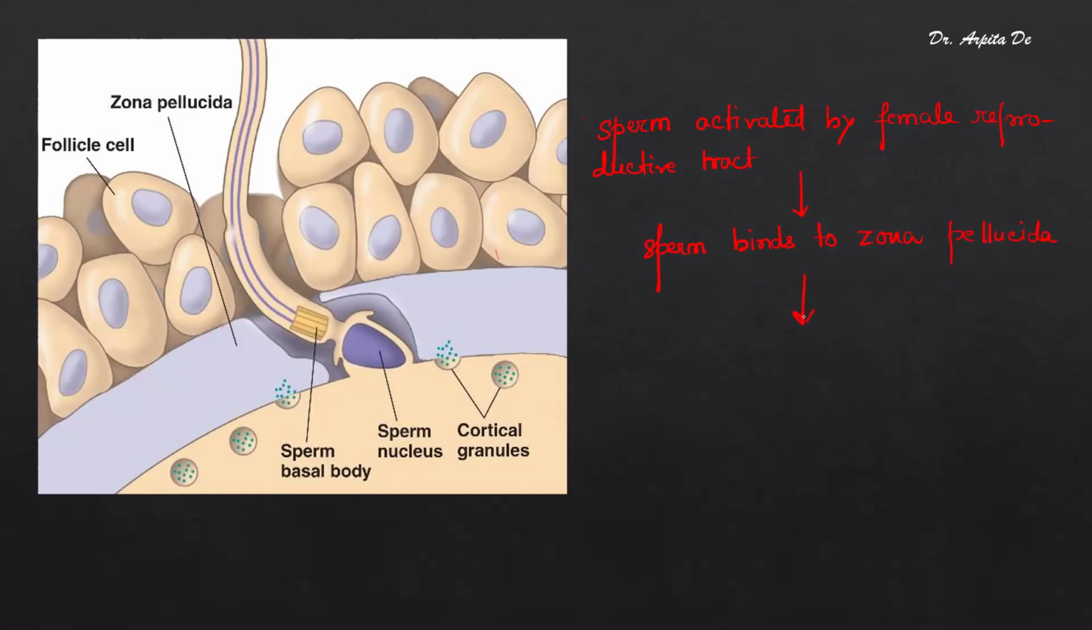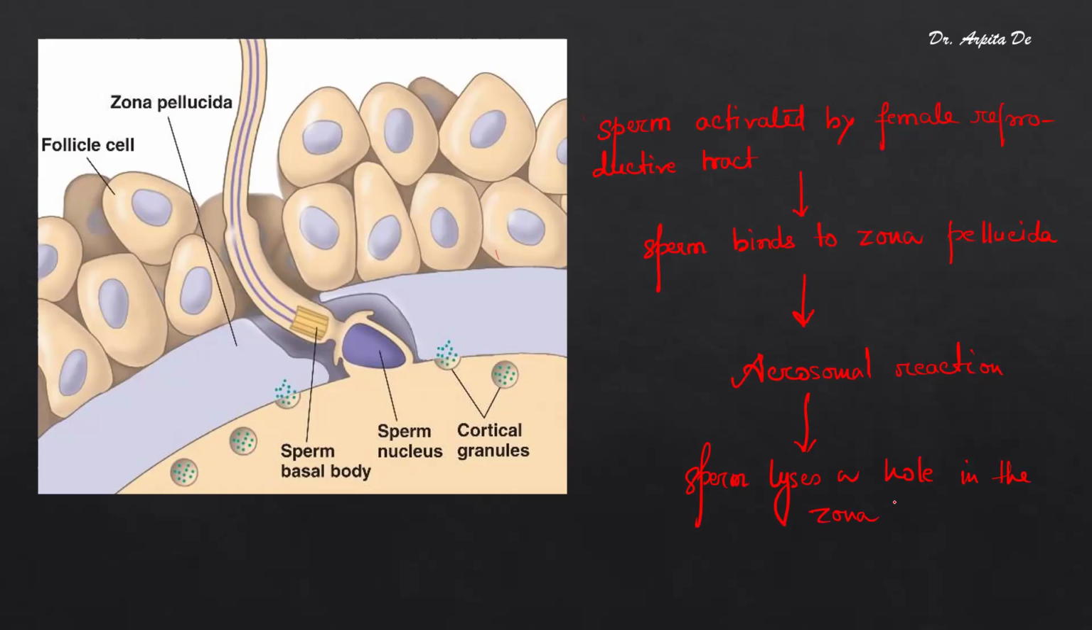Then what is happening? Acrosomal reaction, and finally one sperm, the winner or the champion, lyses a hole in the zona. So this is what is happening.